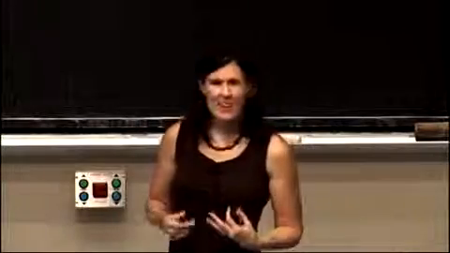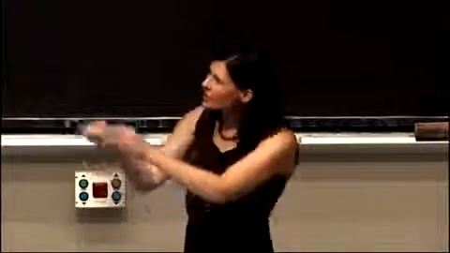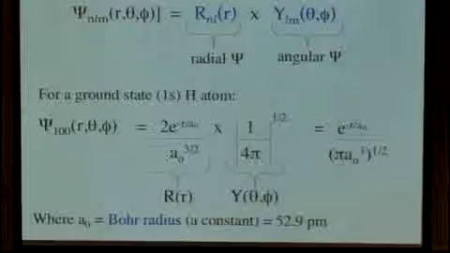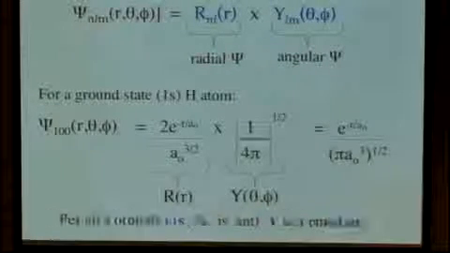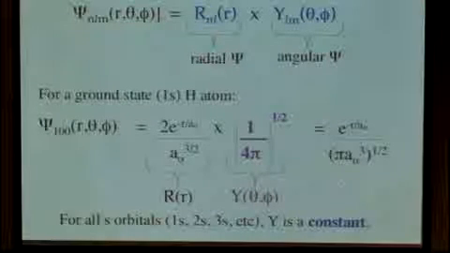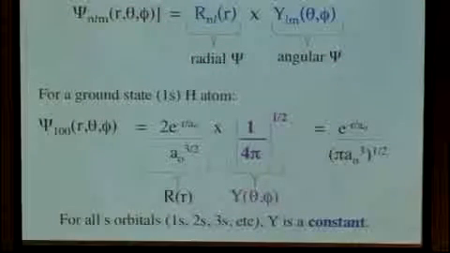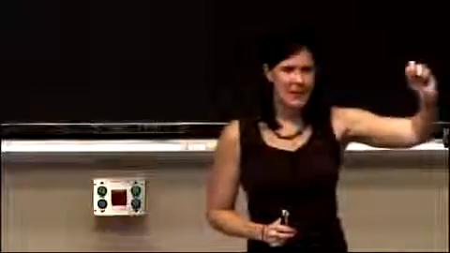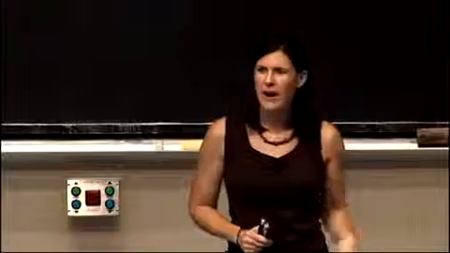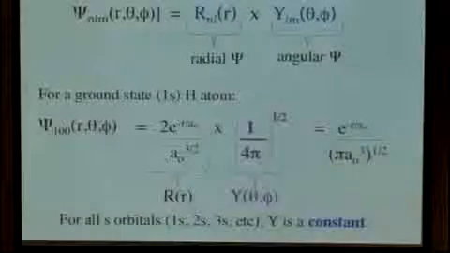The more important thing that I want you to notice when you're looking at this wave equation for a 1s atom is the fact that if you look at the angular component of the wave function, you'll notice that it's a constant. It doesn't depend on theta, it doesn't depend on phi. No matter where you specify your electron is in terms of those two angles, the angular part of your wave function is going to be the same.